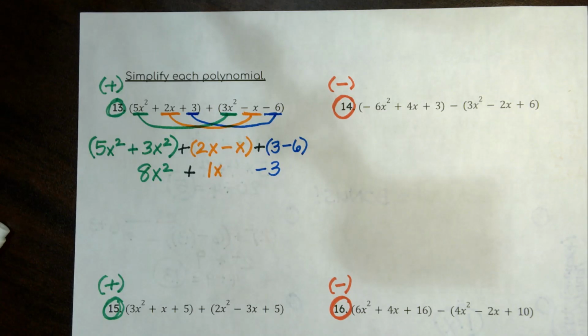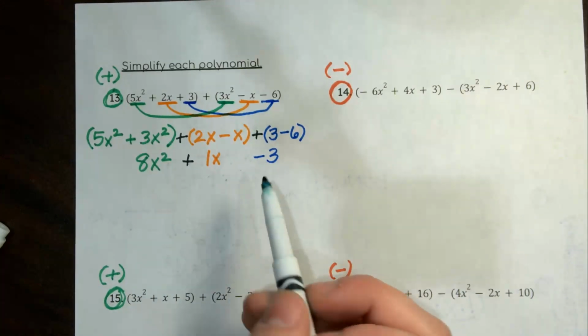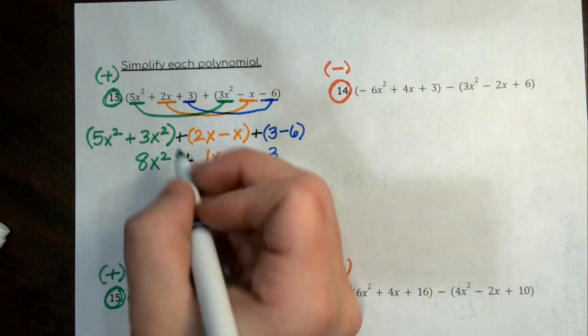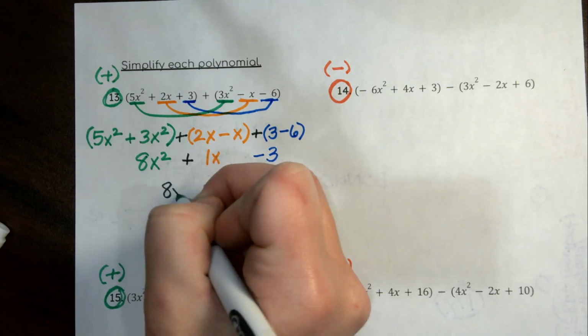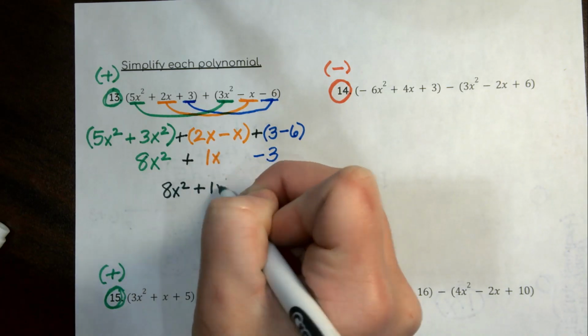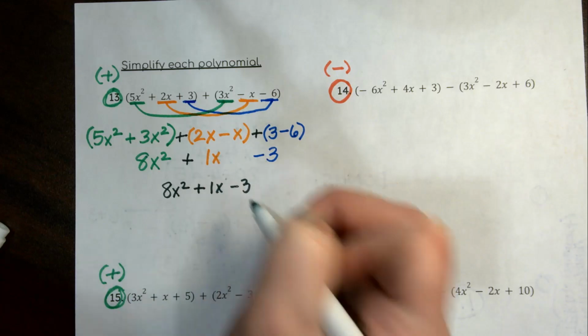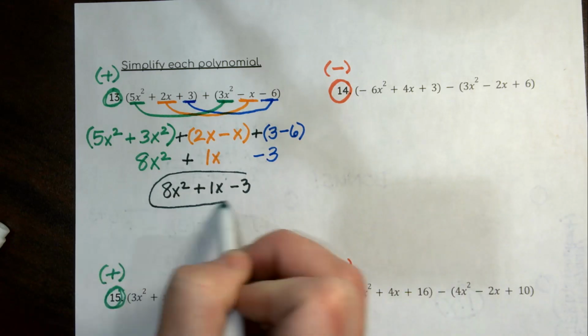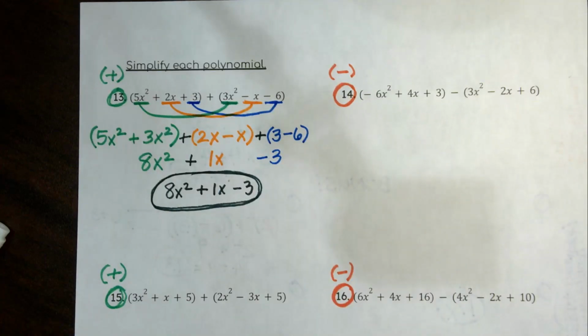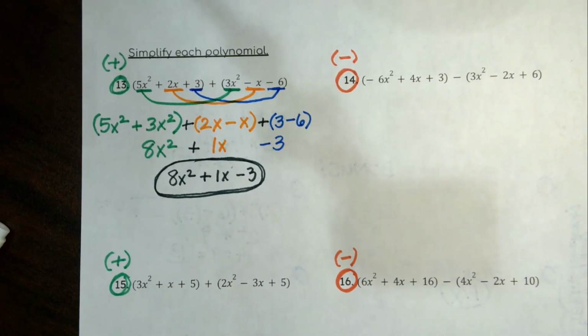So what I would like for you guys to do, just to make sure you keep everything nice and organized, my answer is kind of spread out here. I'm going to rewrite it below. 8x squared plus 1x minus 3. And then I circle it. And that's the whole shebang, guys. That's it there. Any questions about 13?